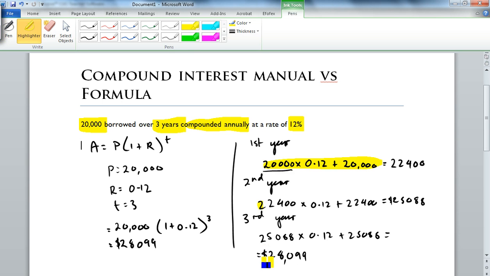Instead of having to do all of these calculations year by year, you can imagine if it was 10 years we'd have to do 10 years continually. Instead we just use this one simple formula and come up with the answer.